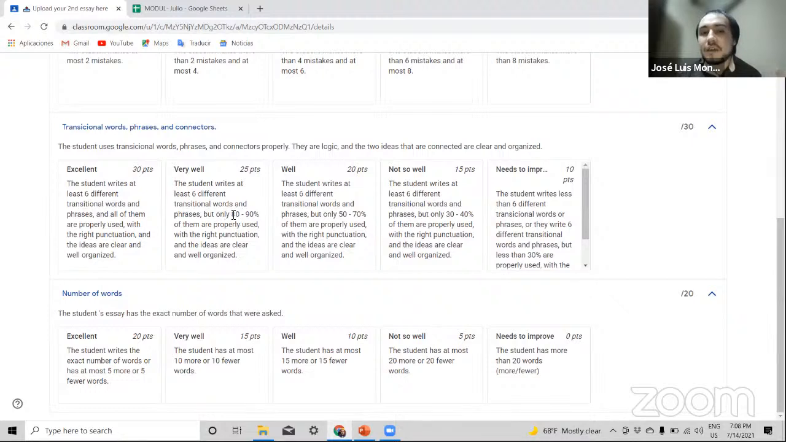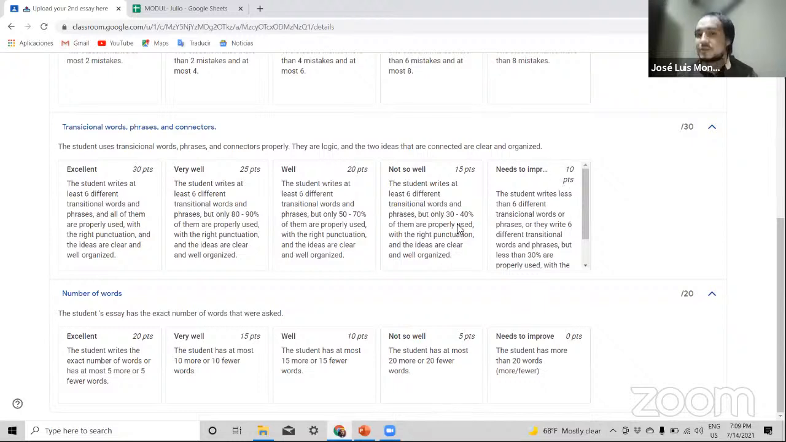But if only 80 to 90% is clear, well organized with the right punctuation, 25 points. If 50 to 70% is clear with the right punctuation, 20 points. If only 30 to 40, again, is well organized, or you write 6 transitional words and they are less than 30%, then it's only going to be 10, but that you can get. The minimum you can get in this part is 10 points.